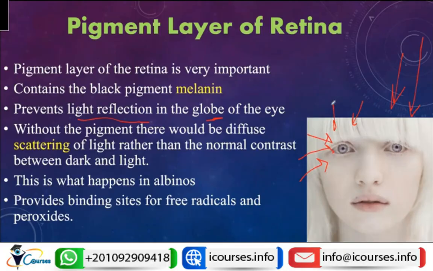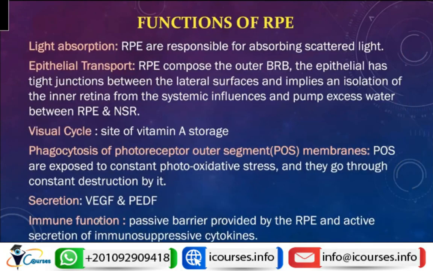And that's why albinos complain of photophobia and decreased visual acuity. Because they lack melanin, they have excessive scattering of light within their eyes, and this results in poor visual acuity. Also, among other functions of the retinal pigment epithelium, it provides binding sites for free radicals and peroxides. So let's see what the functions of the retinal pigment epithelium are.